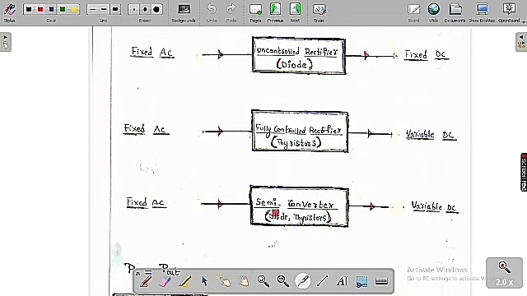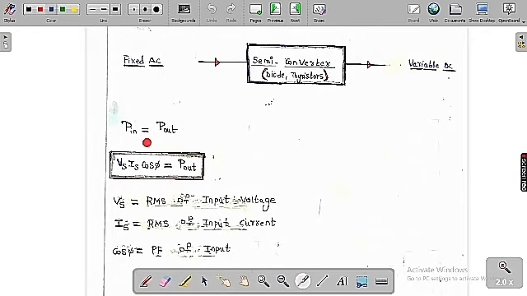If the circuit is a semi-converter, if the input is fixed AC, then also we are going to get a variable DC. Generally we are going to assume that there are no losses in the switches. Therefore the input power should be equal to output power. So input power Vs Is cos phi is equal to P, the output power. Vs means RMS value of the input voltage, Is means RMS value of the input current, and cos phi is called the power factor of the input.